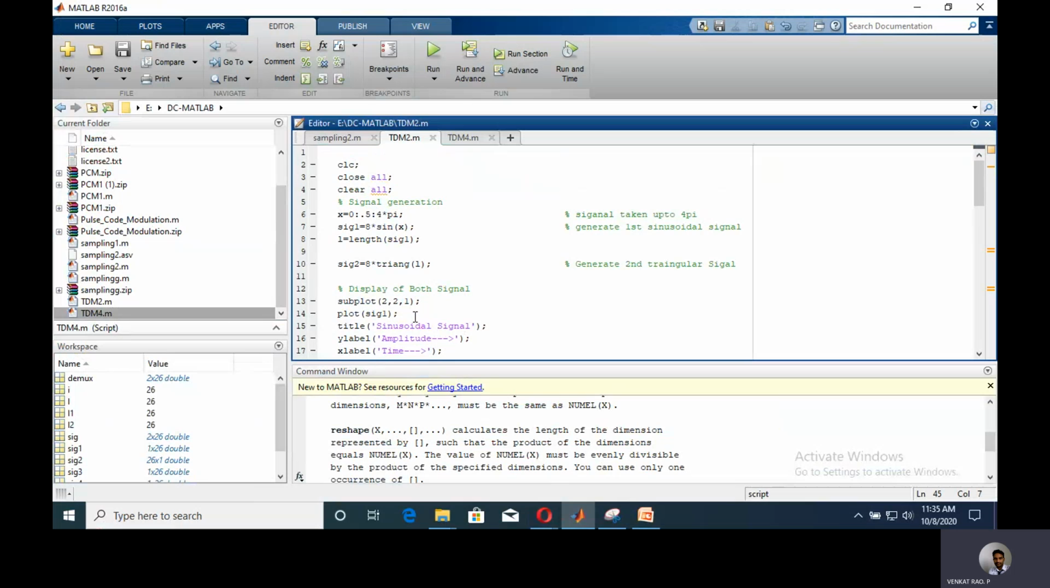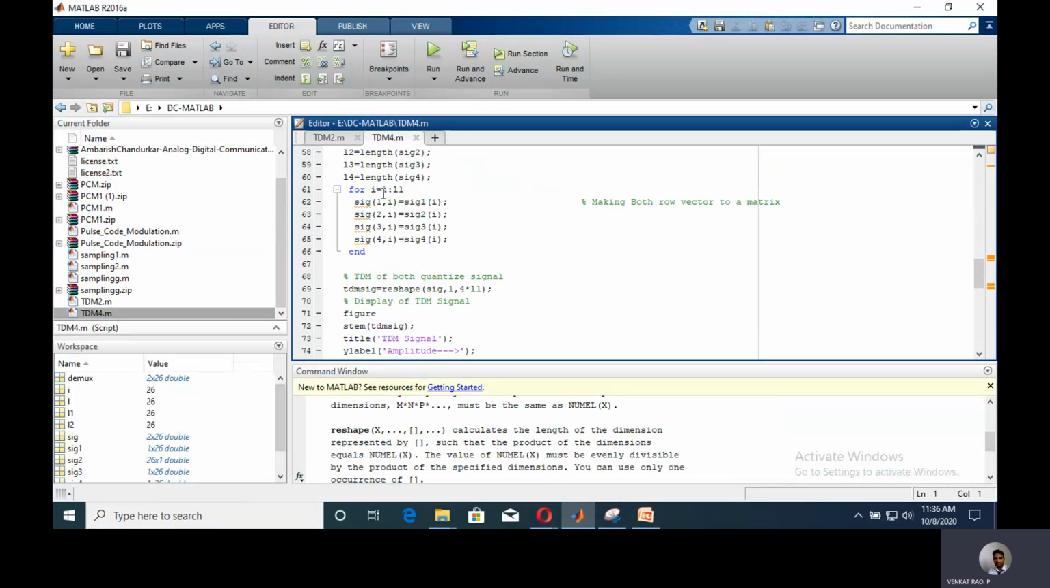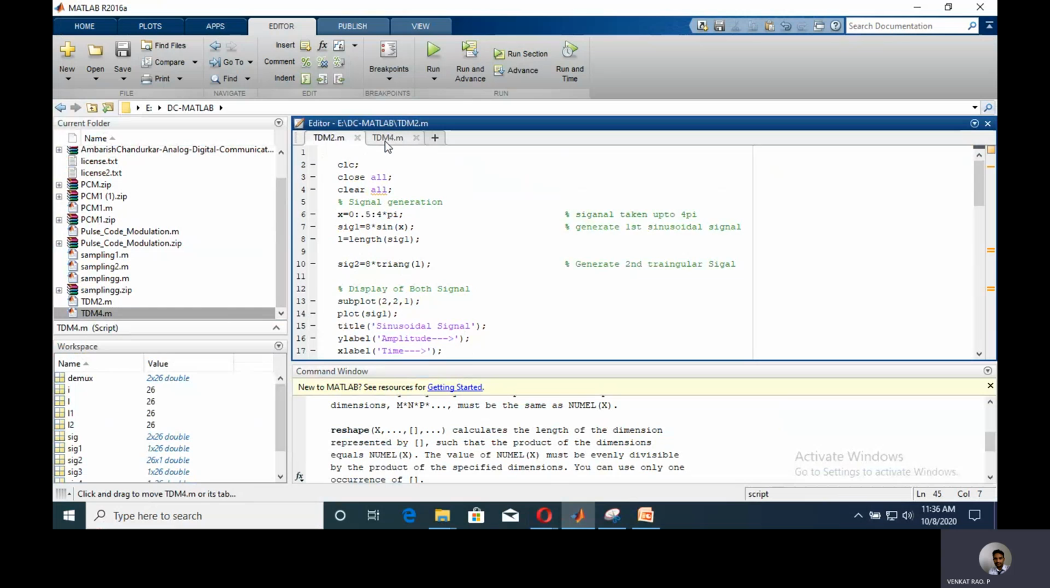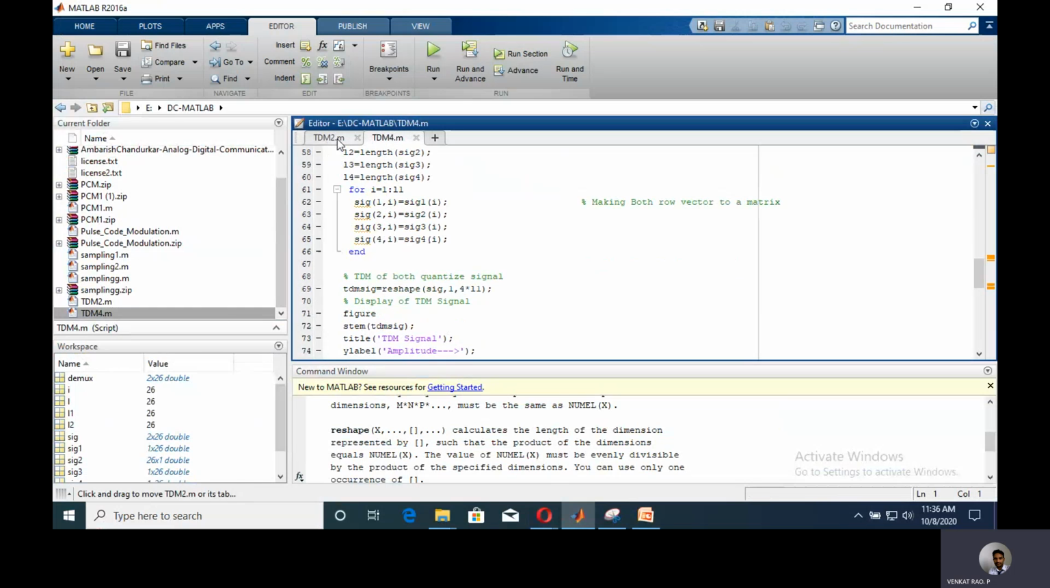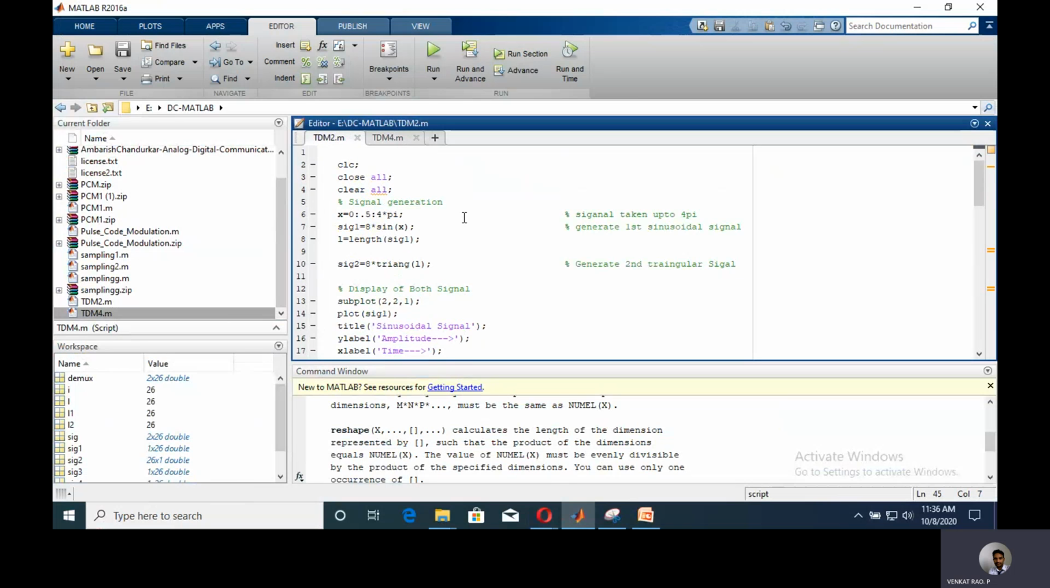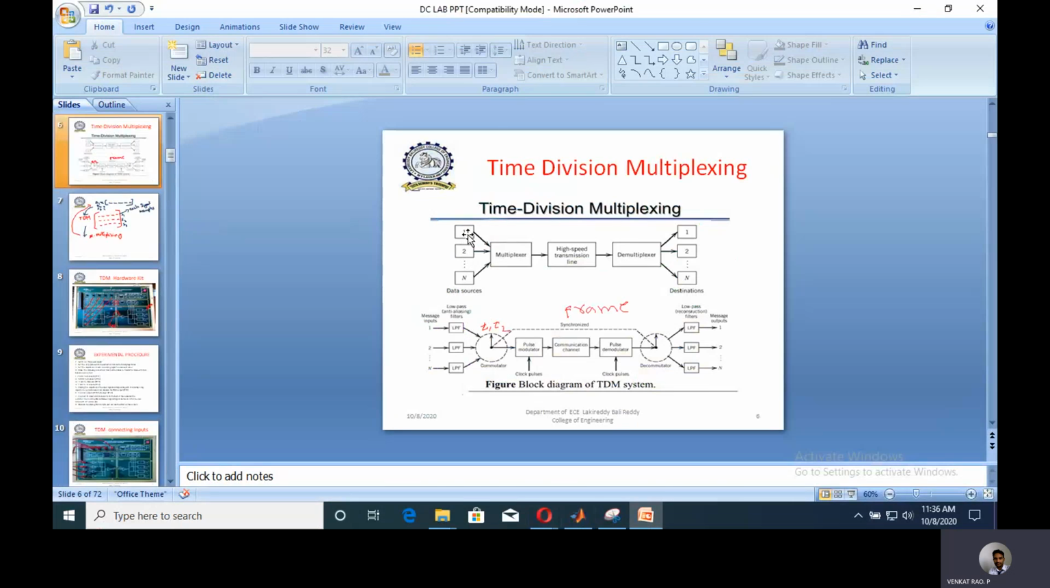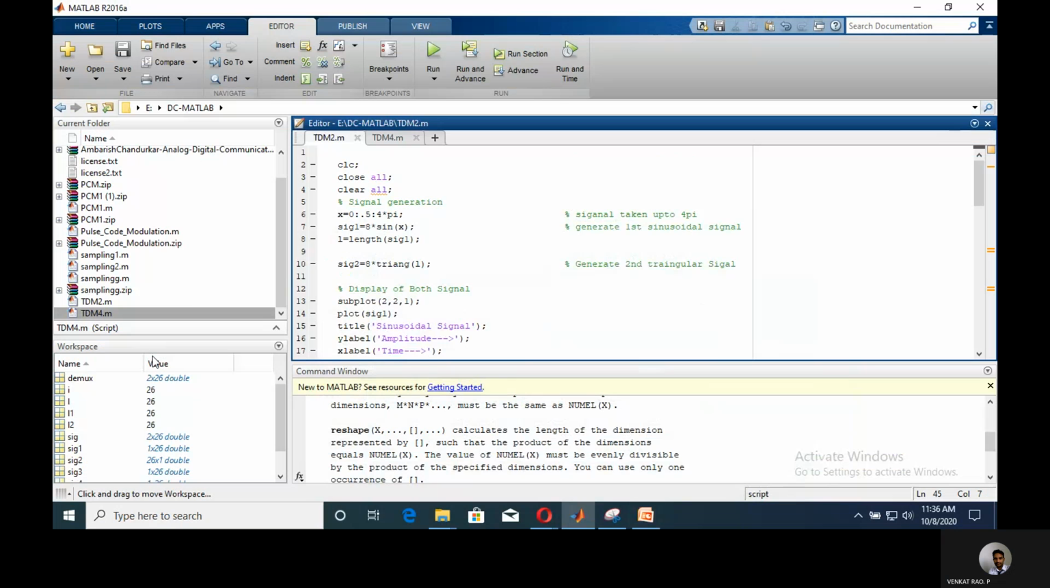Here, this is the MATLAB code for time division multiplexing for 2 signals, and this is the MATLAB code modified based on it, corresponding to 4 signals. In the first case, let us consider 2 signals only. How are these 2 signals multiplexed? This is the general part, clearing all the values here.